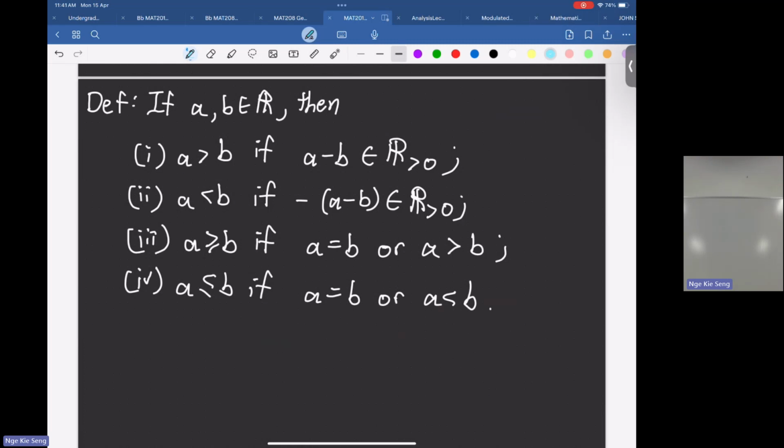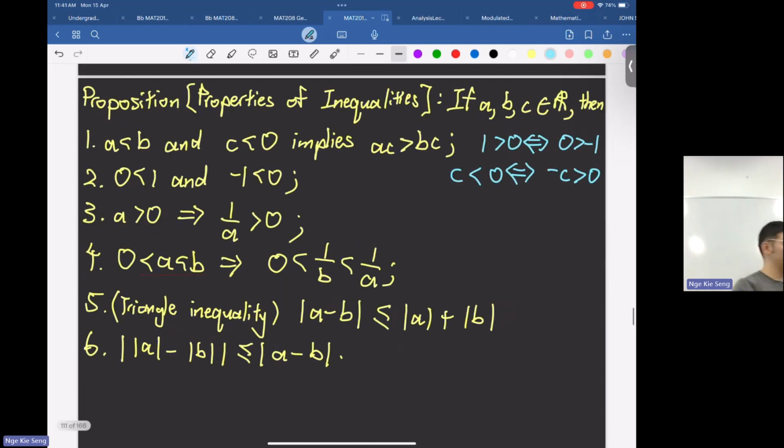And A greater than or equal to B, this one is what we defined before. Less than or equal to B, also what we defined before. But now we define what is the strict inequality. Okay, so why do I do this? Because we will have some more propositions from the order axiom. So let's run through it first, and then we will see which one we want to prove.